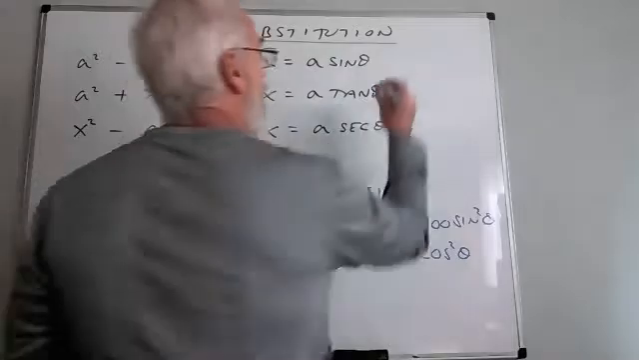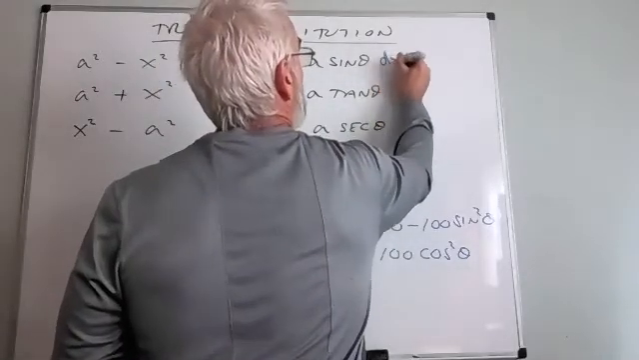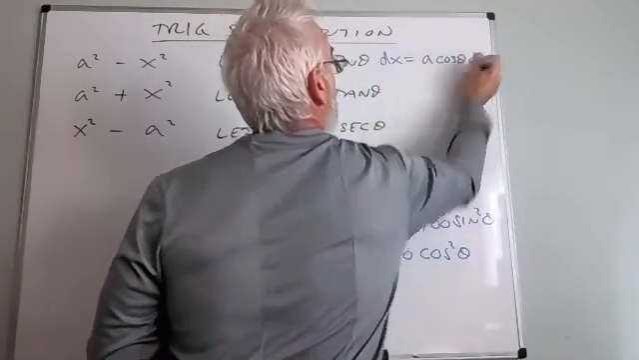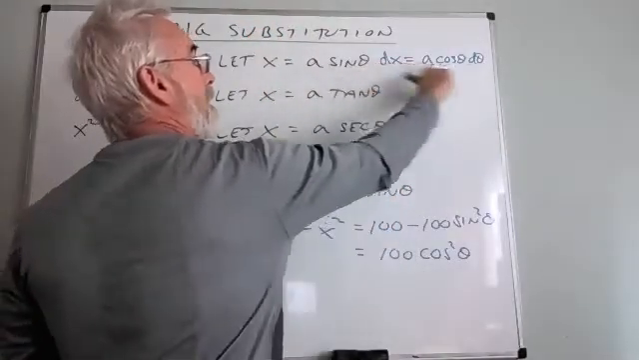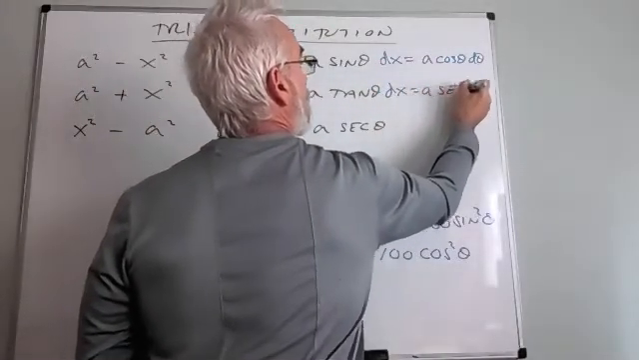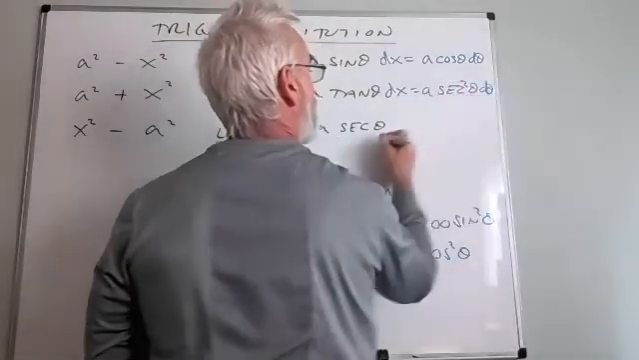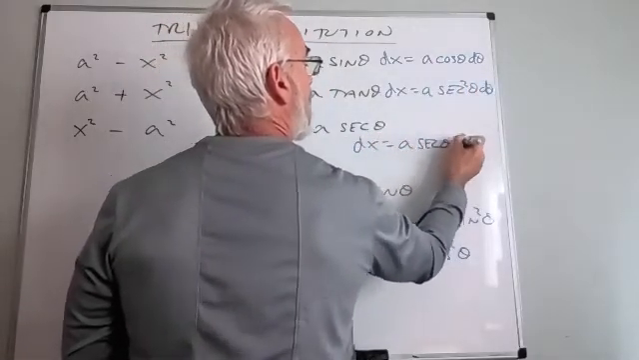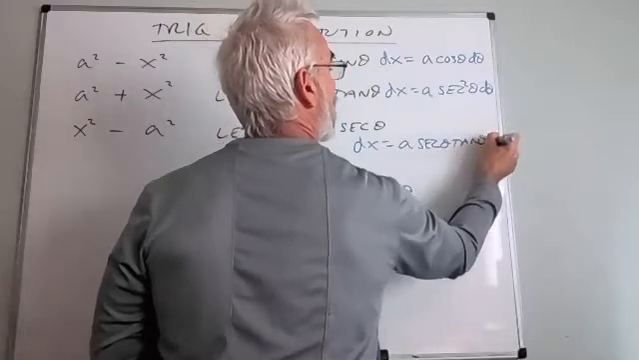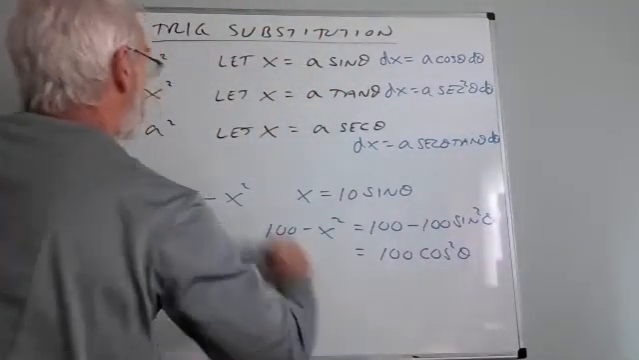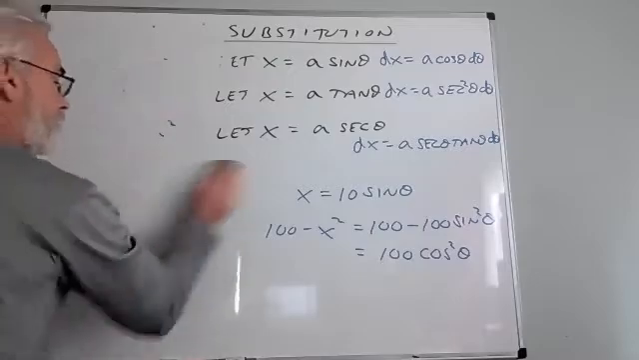Now, in each of these cases, you'd have to remember that the dx would have to be established this way, okay? Sine, cosine. Here, dx would be a secant squared theta d theta, and here dx would be a secant theta tan theta d theta. And then that would go into the integrand as well. So let's look at some examples of these.